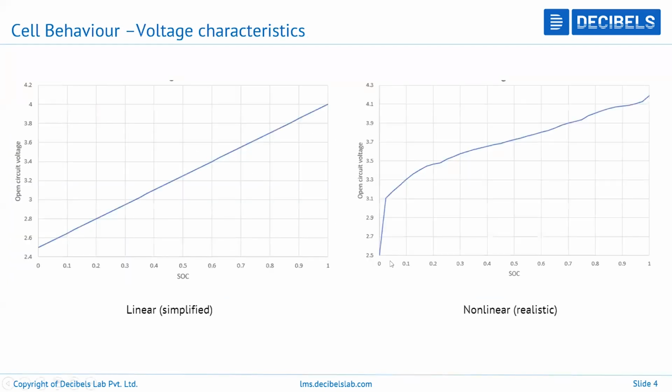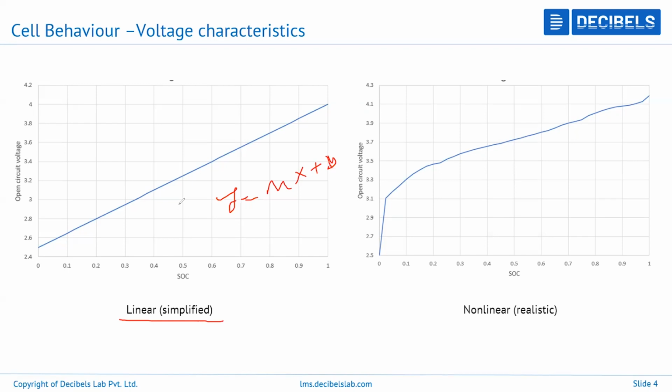So here is a good example when you compare the voltage graphs. This is what is called an OCV graph, OCV or open circuit voltage. So you can see the comparison between the two. On the first side, that is the left side, you will see a simple linear curve or a linear slope that, as I described earlier, is nothing but Y equals MX plus B. So the open circuit voltage of the cell can be simplified to a linear graph.